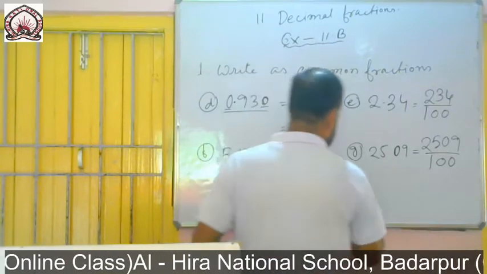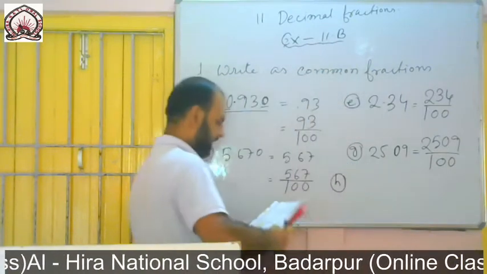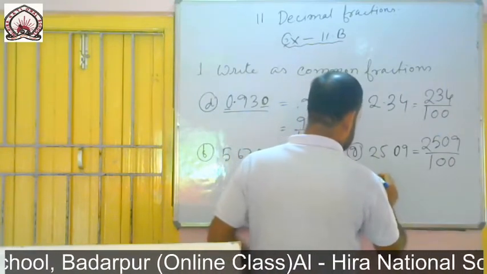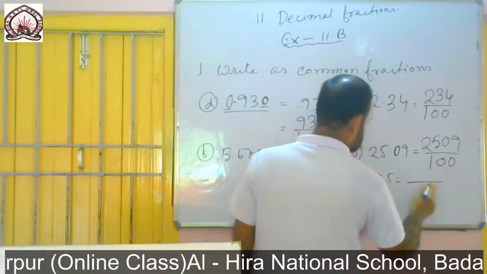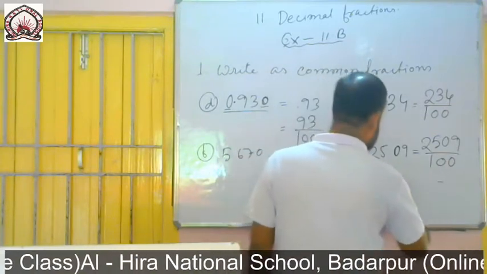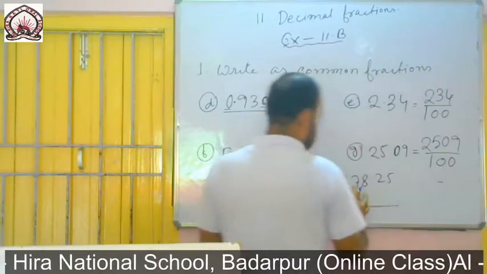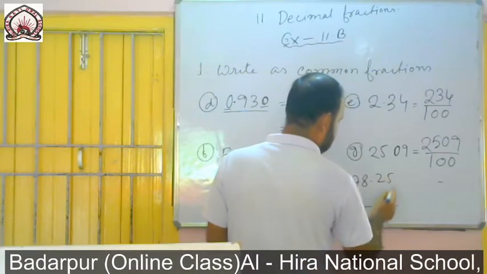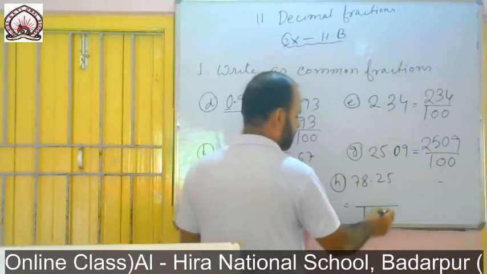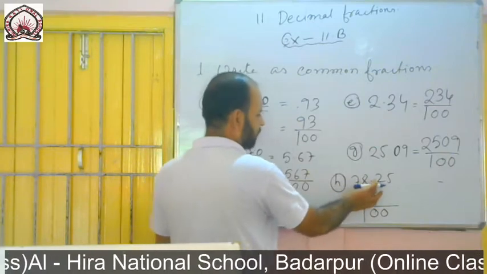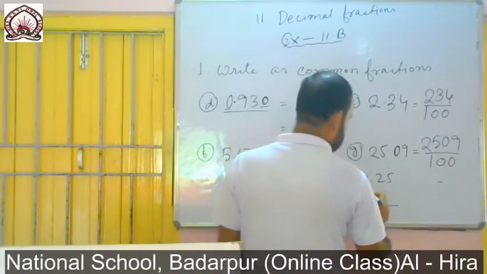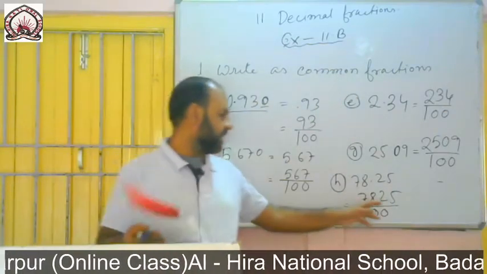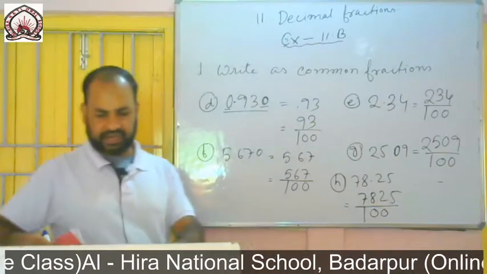Next, question number H. 78.25. Same. Here after the point there are 2 digits, so in place of the point we give 1 and 2 zeros, that means in the denominator it is 100, and in the numerator without the point we write 7825. The common fraction is 7825 by 100.